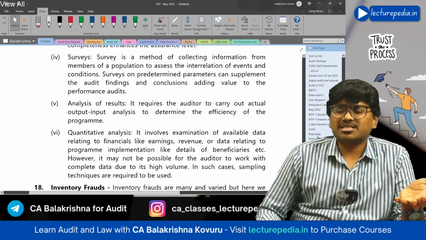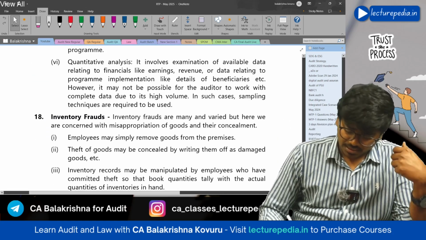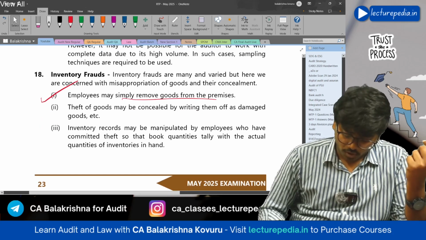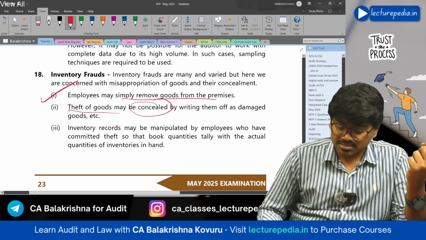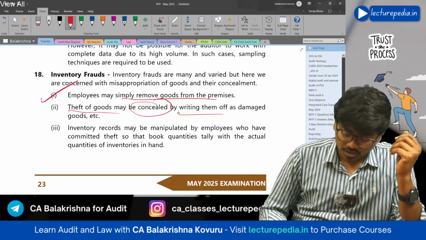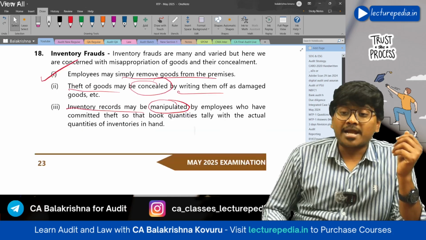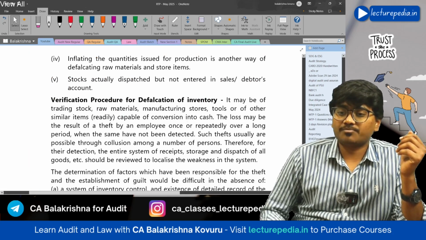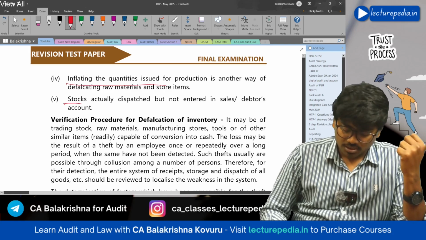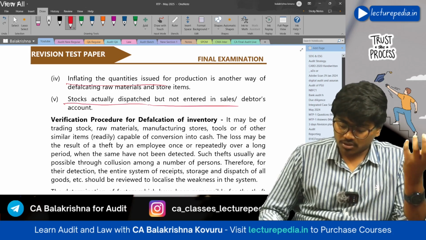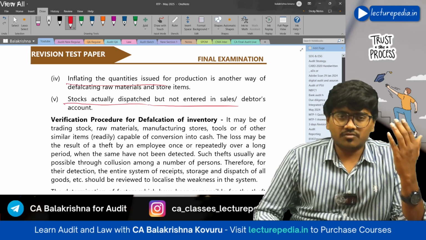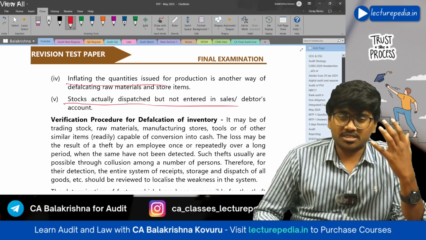First of all, the various ways in which this inventory fraud can be committed: the employees can simply take away the inventory, right? They can simply remove the inventory from the premises, or theft of goods may be concealed by writing them off in the books of account. You will write off the inventory, or inventory records may be manipulated by the employees, or quantities issued for production may be inflated, or stocks actually dispatched but not entered in sales or debtors account. So these are the ways in which the inventory fraud can take place.